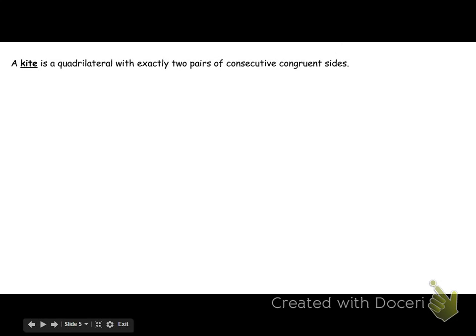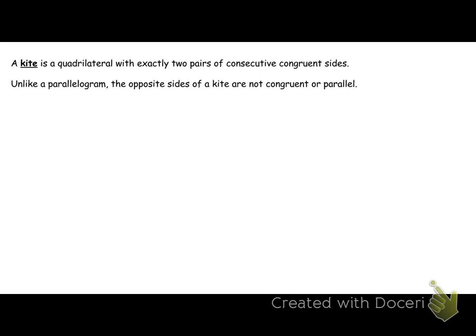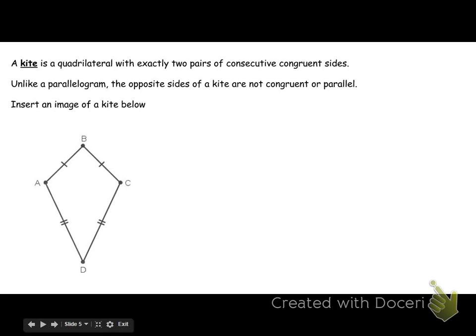A kite is a quadrilateral with exactly 2 pairs of consecutive congruent sides, as opposed to a parallelogram, which would have 2 pairs of opposite congruent sides. A kite has consecutive congruent sides. Unlike a parallelogram, the opposite sides of the kite are not congruent, nor are they parallel. Here's the kite.